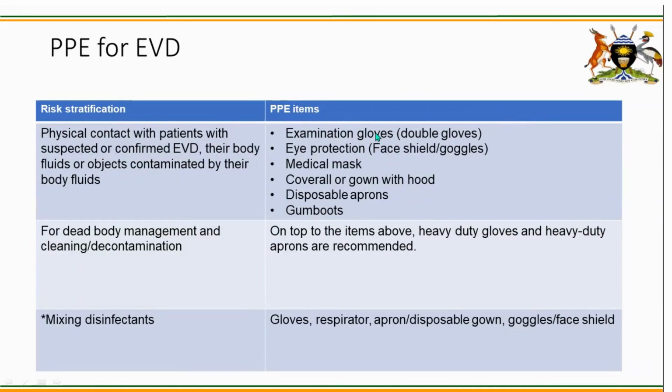And these gloves, if you are a very tall person like me, there might be some space just above the wrist. So you need to consider that and put them on appropriately. If needed, you can even put on long gloves so that they cover that risk. I know that some coveralls are short. Eye protection, the goggles and the face shields can be used, medical masks, coveralls or gown, disposable aprons, very important, and then gumboots.